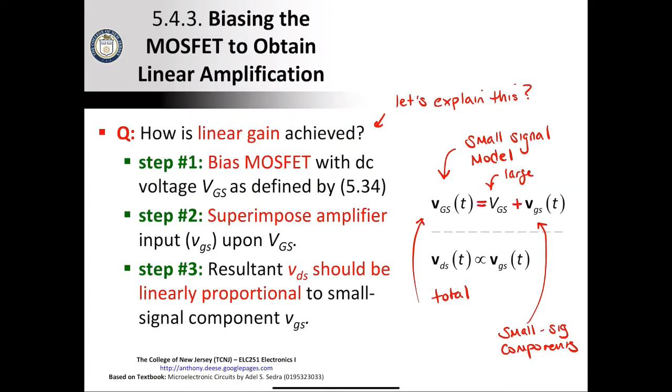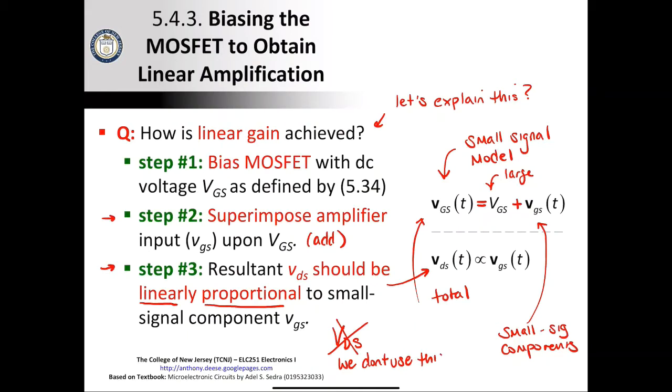And what we're going to do is superimpose the amplifier input on VGS. Same thing, we're just going to add them together. And so now the resultant VDS should be linearly proportional to the small signal component VGS. In the same regard, VDS, which is the output, will have a large signal component and a small signal component. Okay? The large signal component is not going to be considered part of our output. It's going to be just a byproduct of our linear operating point.